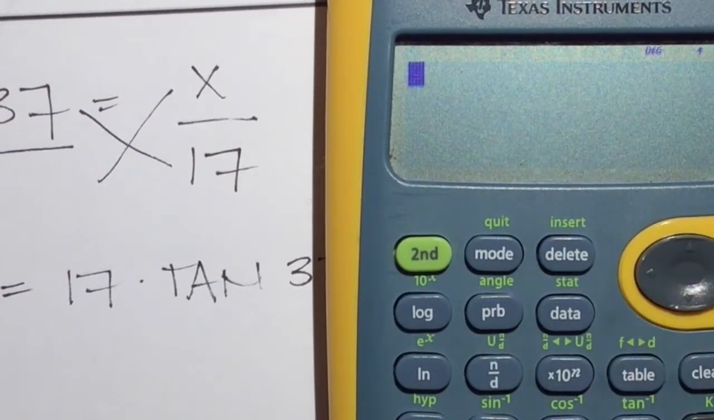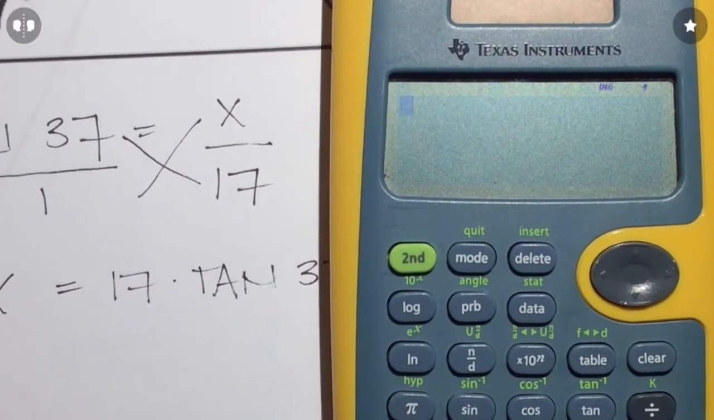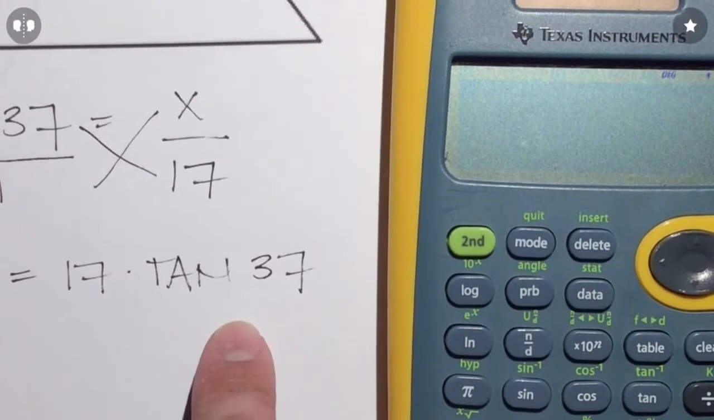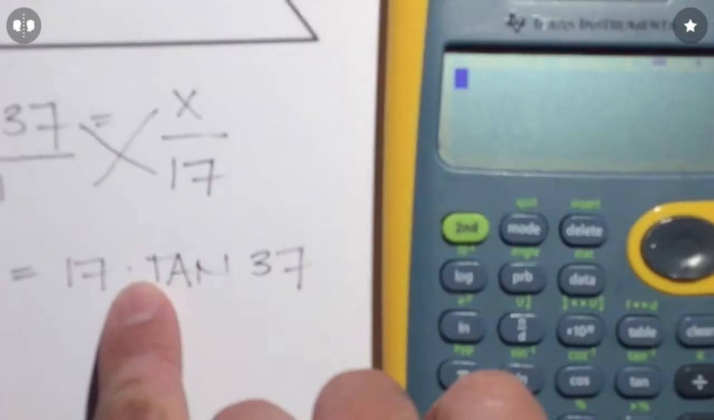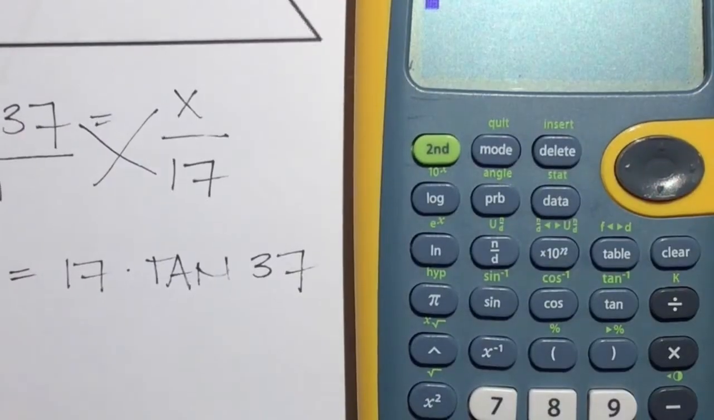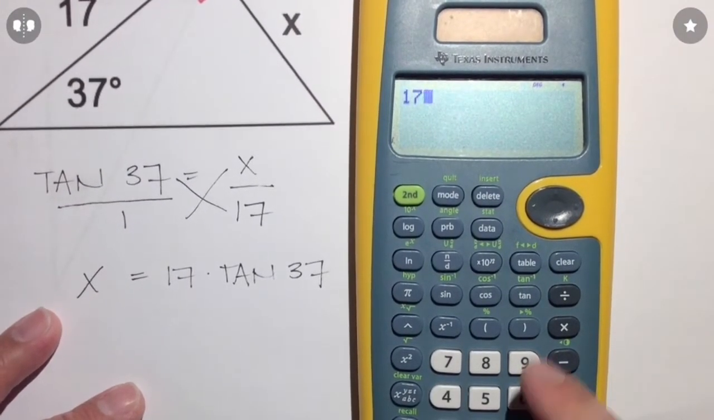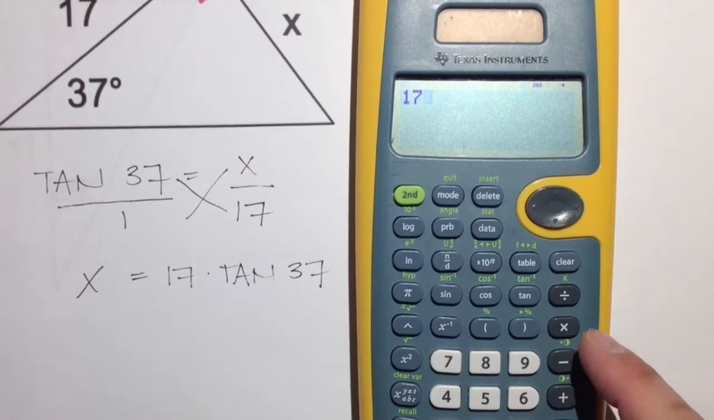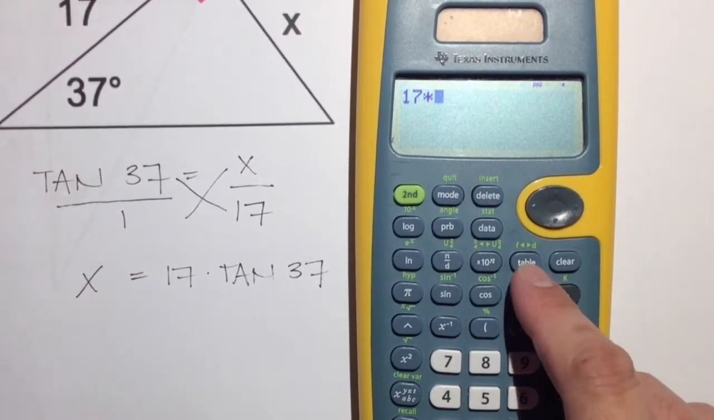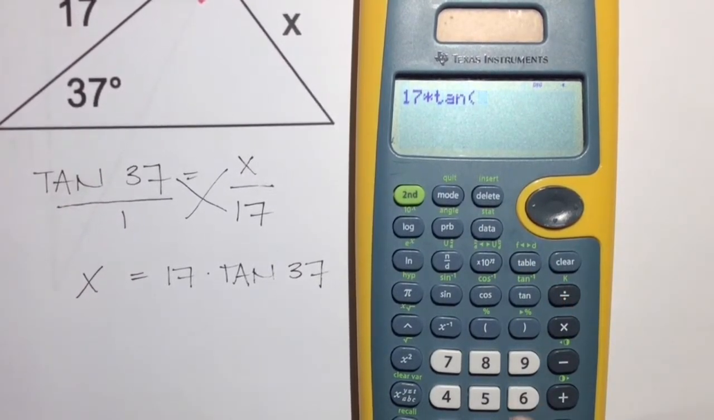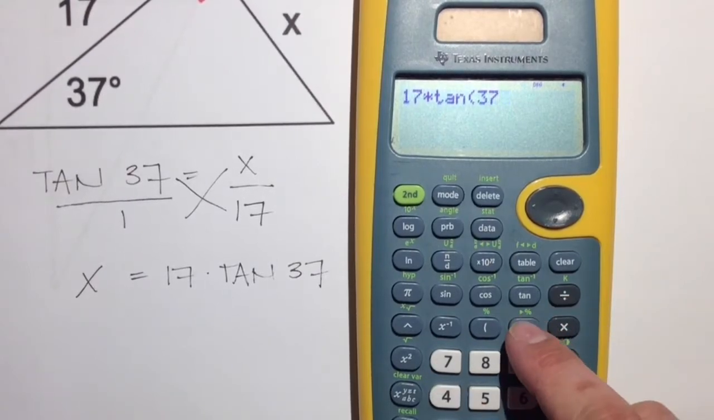line. It shows more than one line. All you have to do is just type in what you see. And you don't even have to put the times. So all you do is put 17. Let's be specific though. Let's put times tangent of 37.